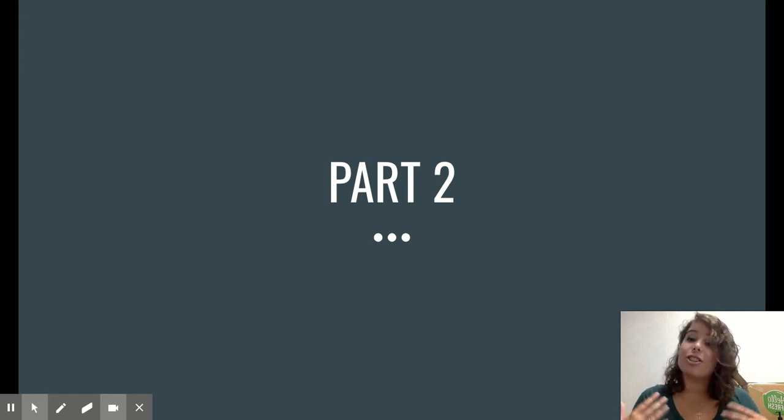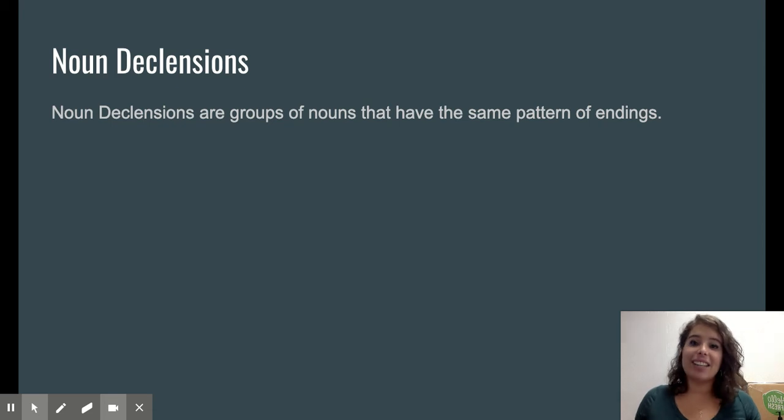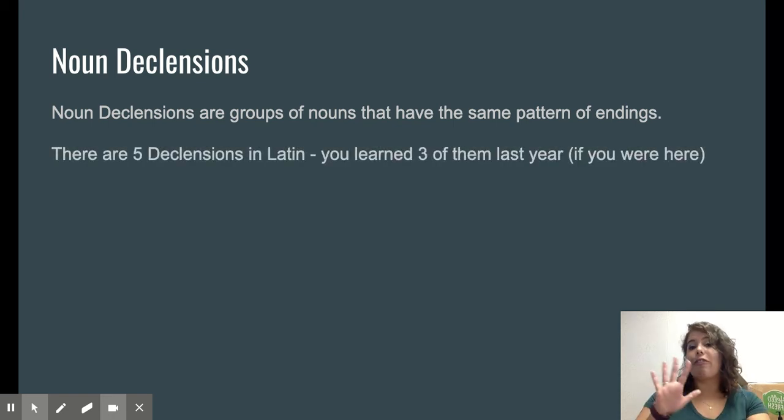So let's actually see what those case endings are and talk about how they work in these groups that we call declensions. So noun declensions, as I said, it's just a fancy way of saying noun groups that have the same pattern of endings. There are 5 declensions in Latin. I believe you learned 3 of them last year if you were here. They are just numbered, so you have first declension, second declension, third declension, fourth declension, and fifth declension.